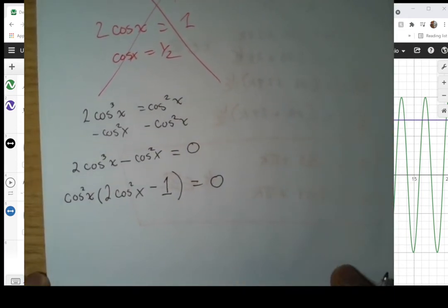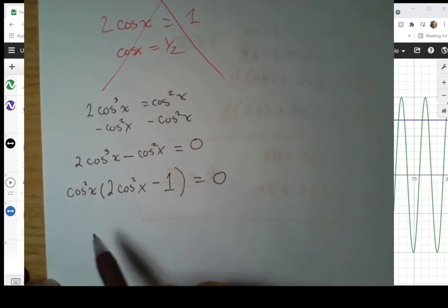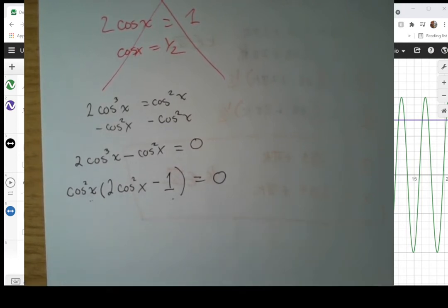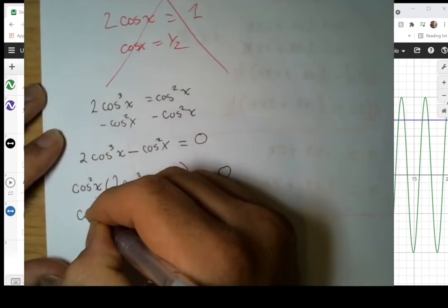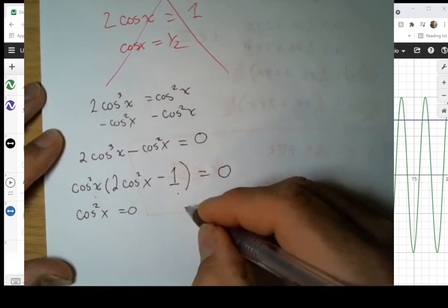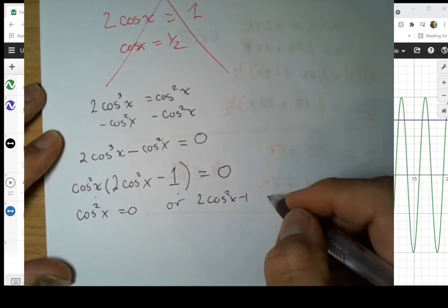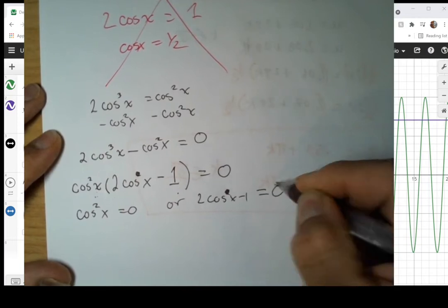Okay, now we have a product of 2 terms, right? This being 1 term here, cosine squared x, and this being the second term, 2 cosine squared x minus 1. Now, if I have 2 numbers that are multiplied together and give 0, what has to be true is that one of them must be 0. That's the only way we get a product that is 0. That happens either if cosine squared x is equal to 0 or 2 cosine squared x minus 1 is equal to 0.